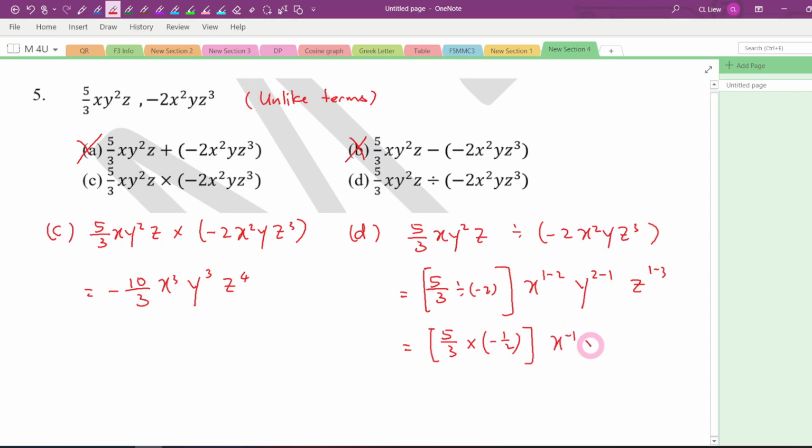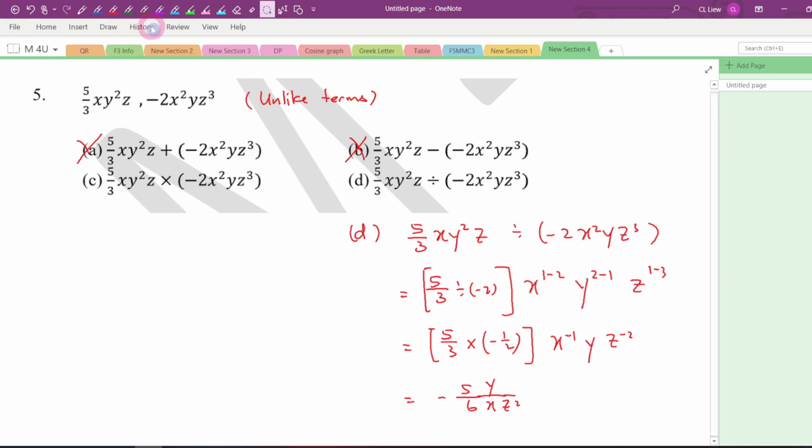x power negative 1, y power 1. Power 1, you don't have to write. z power negative 2. So this one is negative 5 over 6, and this is 1 over x, this is 1 over z squared, and we have y over here. If you are not familiar with this method, you can do it another way. Let me show you a different method. The steps are different, but you get exactly the same answer.